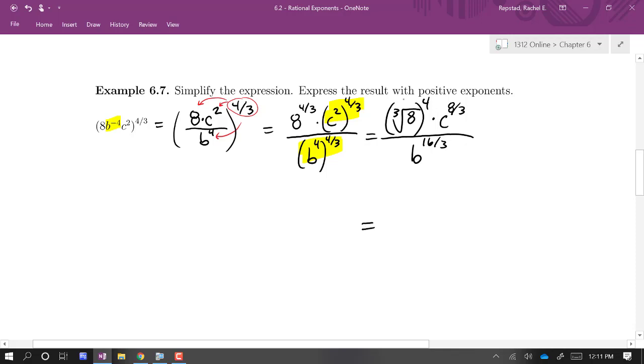And now all that's left to do is to simplify the numerical expression here. Now the cube root of 8 is 2, and 2 to the 4th is 16.